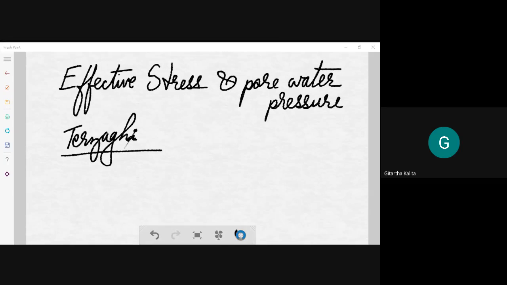Terzaghi is one guy who has developed a lot of formulas. And as you proceed with geotechnical engineering, you will see that Terzaghi is everywhere. Everywhere he has developed some formula, he has given some recommendation, he has given some assumptions. So he will not leave you. This guy will not leave you. He is the most known person in geotechnical engineering.